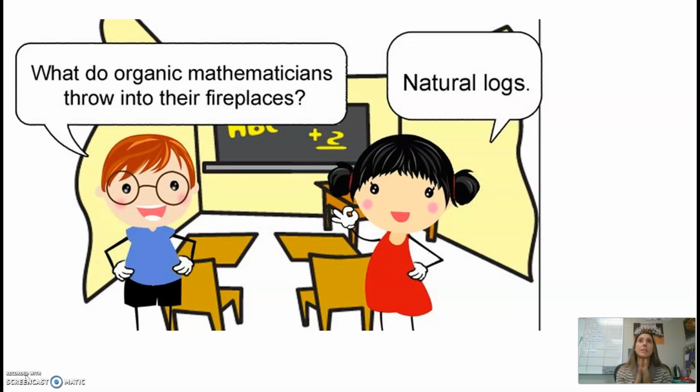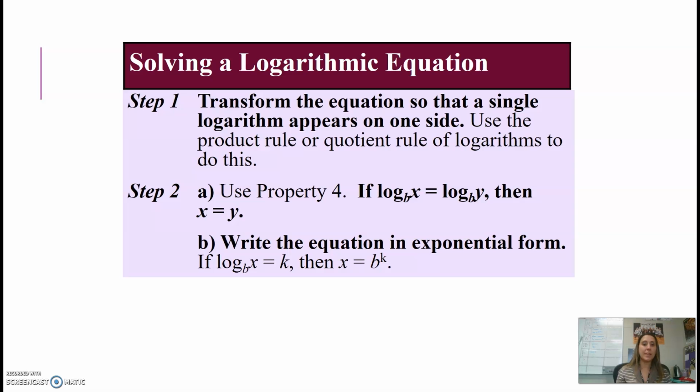So we are going to talk about how to solve with logarithms and some different steps that we can take. Step one is we're going to transform the equation so that we only have one single log on one side, and then we can use the product rule or the quotient rule and combine this so that we only have one.